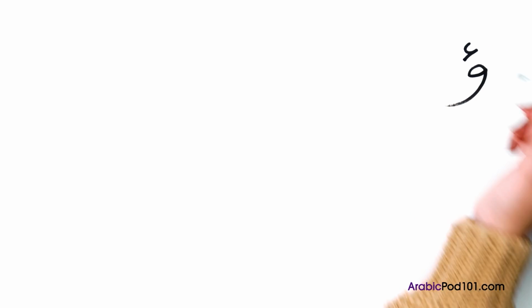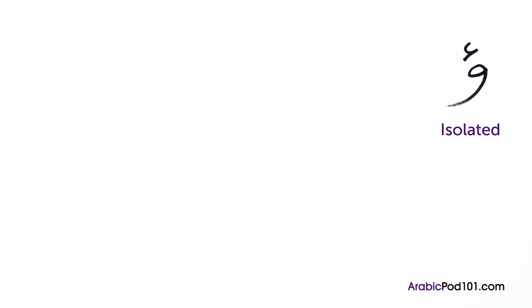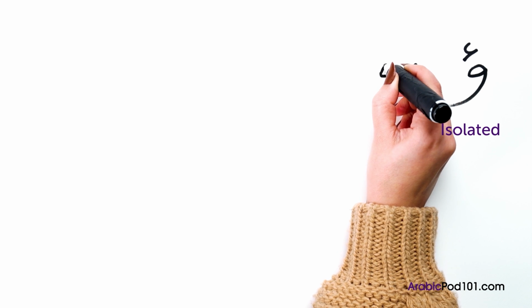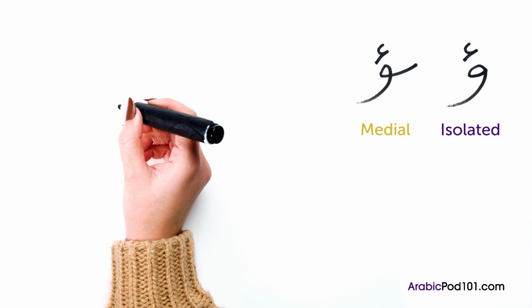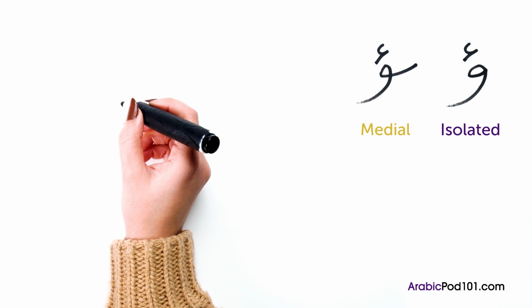Now let's see the next version. This one is used when the voweling of the letter before the glottal stop is dhamma. It's usually found in the medial form. Let's see what it looks like. It's a waw with a hamza on top of it. Isolated. Medial. Now let's take a look at some words containing this letter.